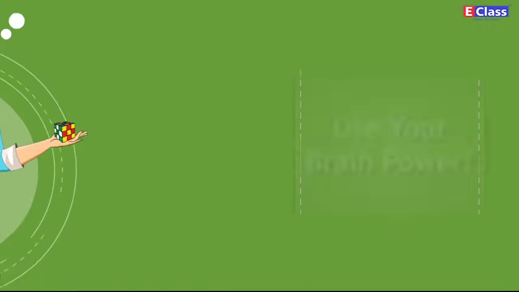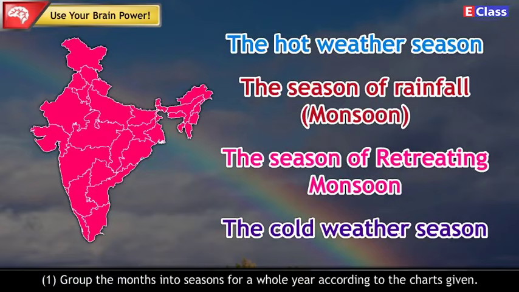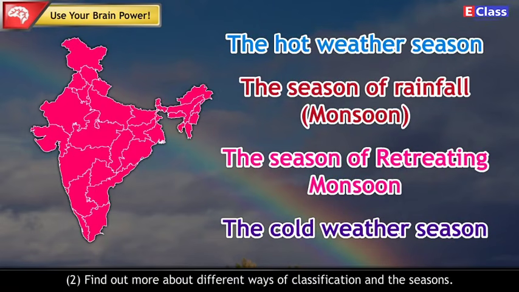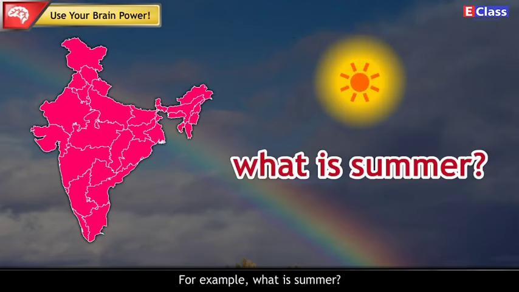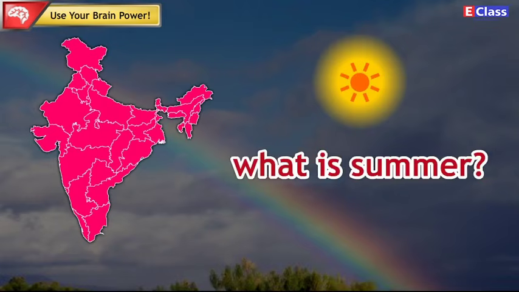Use your brain power. Group the months into seasons for a whole year according to the charts given. Find out more about different ways of classifications and the seasons. For example, what is summer?